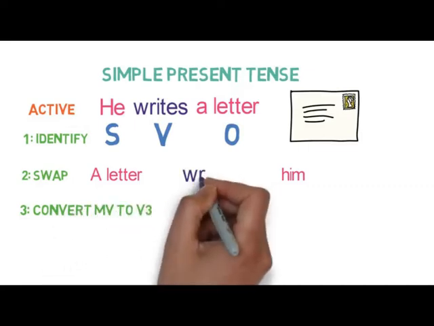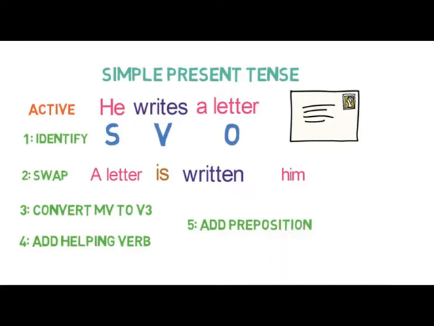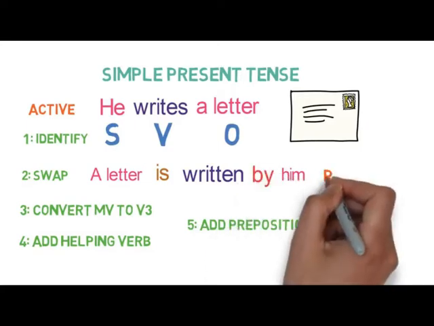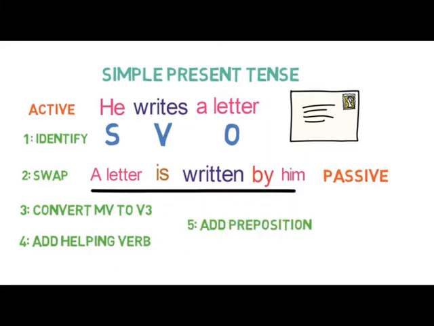The third step, we will convert the verb write to the third conjugation. It will be written. Then we will change the verb to be according to the tense of the sentence. It will be is. And finally, we will add by before the object. It will be by him. So the sentence will be: a letter is written by him. This is the passive form.